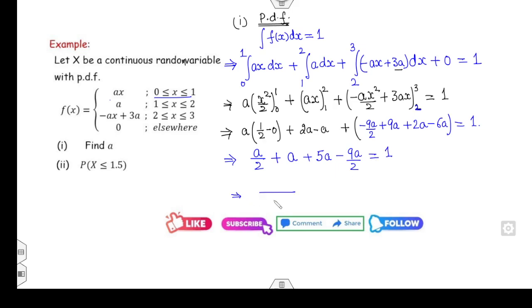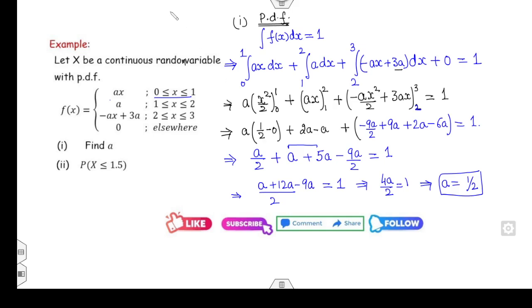So you can see that 2 is the LCM. 6a minus 9a, which is equal to 1. So the answer will be 13 minus 4a over 2 is equal to 1. Hence a will be 1 over 2.